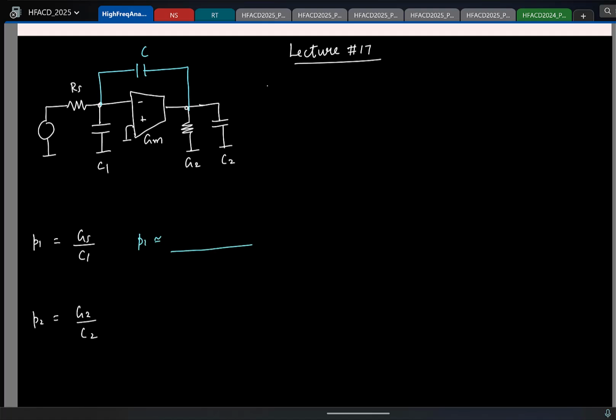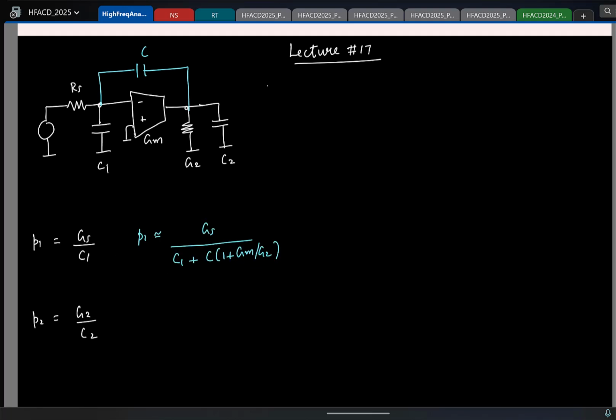First let's write the total capacitance. What are the capacitances you see now? I have C1, and C will be reflected with that gain. So the total will be C1 plus C into 1 plus GM by G2. And what is the total resistance you see at this node? RS. So the conductance is basically GS.